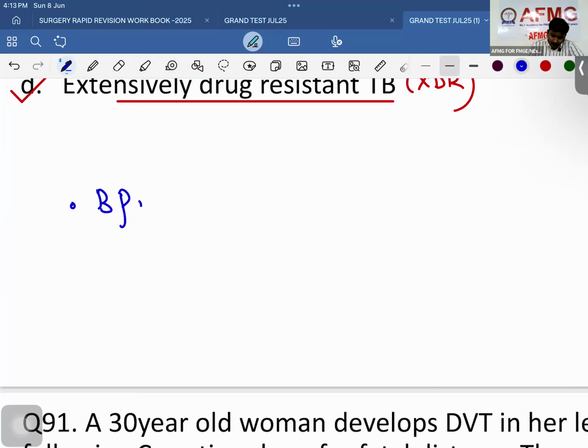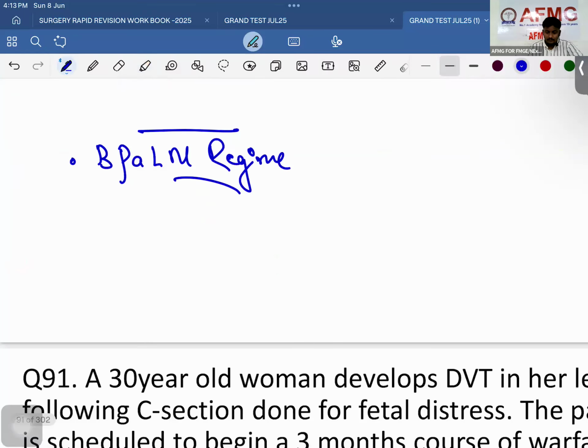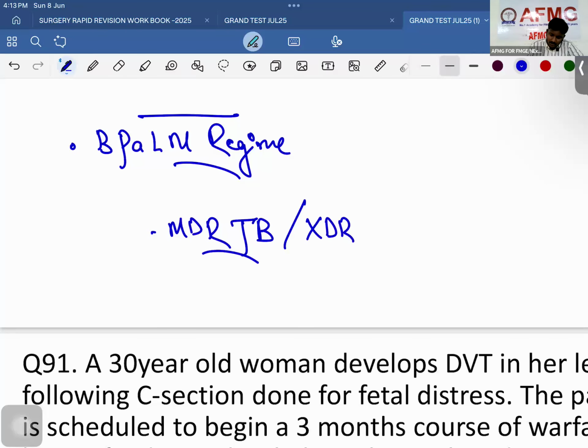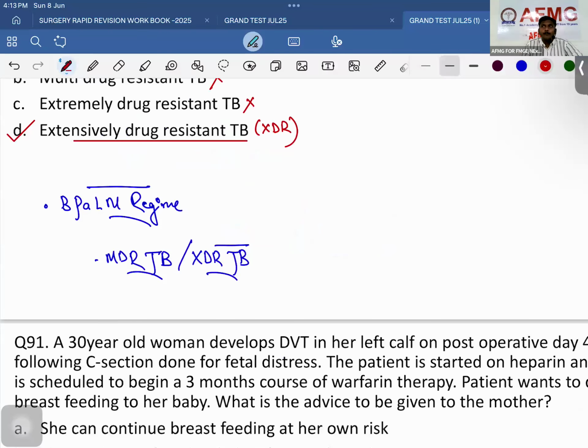BPaLM regimen is generally followed for, tell me. BPaLM regimen is followed for MDR or XDR TBs, definitely. You can follow the BPaLM regimen nowadays. And if I talk about the BPaLM regimen, B stands for bedaquiline, Pa stands for pretomanid, L stands for linezolid, and M stands for moxifloxacin. That is what is important to be remembered.